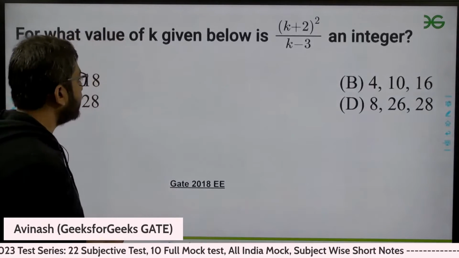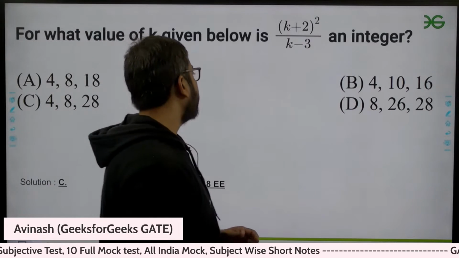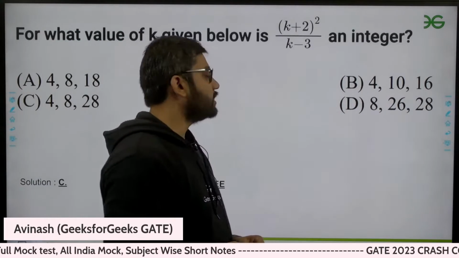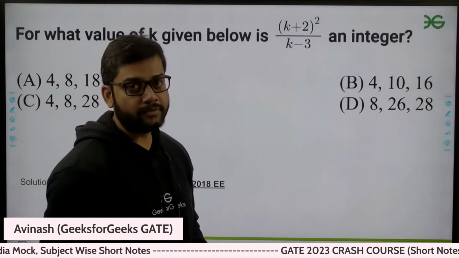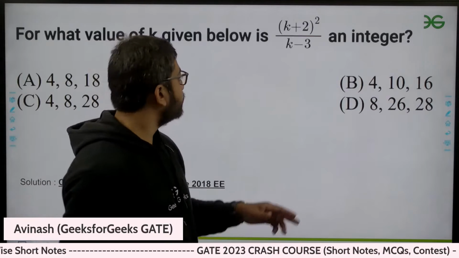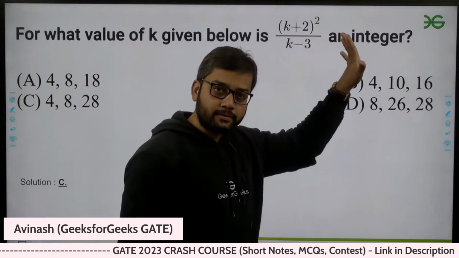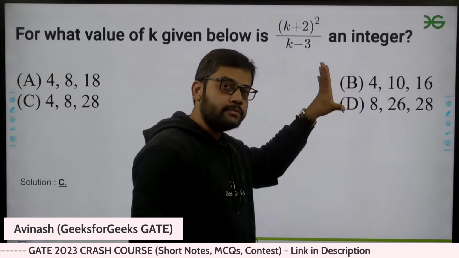What is the value of k for this integer? Okay, now (k plus 2) whole square divided by (k minus 3) is an integer. Okay, so we have to find the value of k. Some students will try to solve this part. We don't have to solve. Okay, we don't have to do the division part.